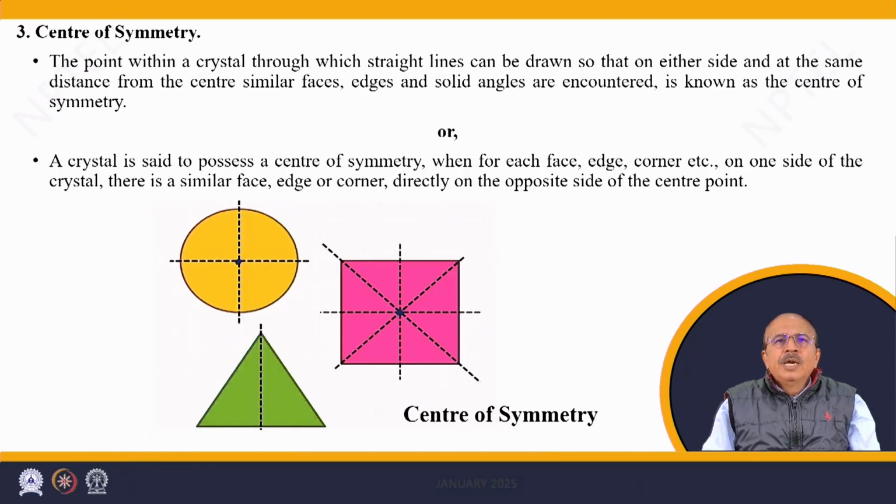Third is the center of symmetry, the point within a crystal through which straight lines can be drawn so that on either side and at the same distance from the center, similar faces, similar edges and solid angles are encountered. Then it is known as the center of symmetry. In other words, we can say a crystal is said to possess a center of symmetry when for each face, edge, corner, etc. on one side of the crystal, there is a similar face, edge or corner directly on the opposite side of the center point. So this is about the center of symmetry.